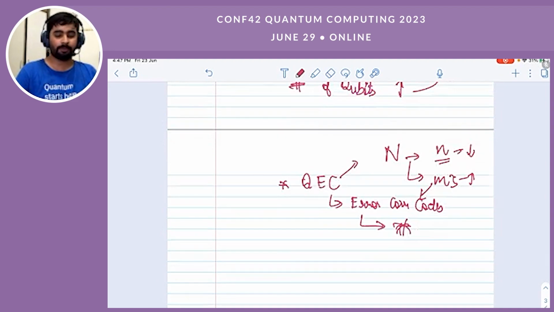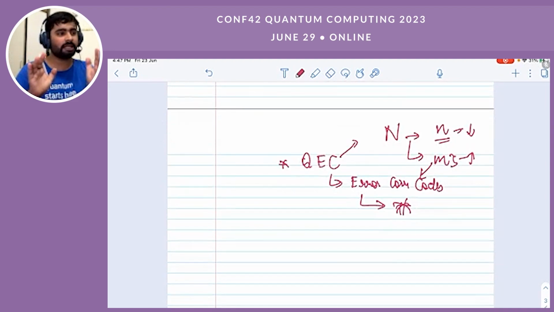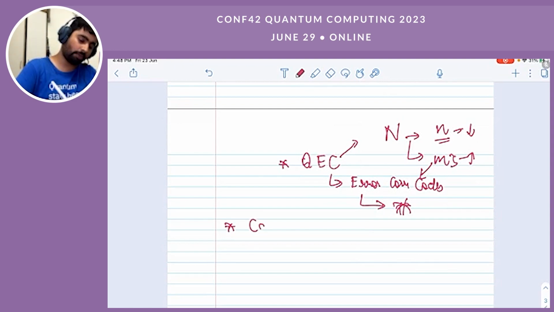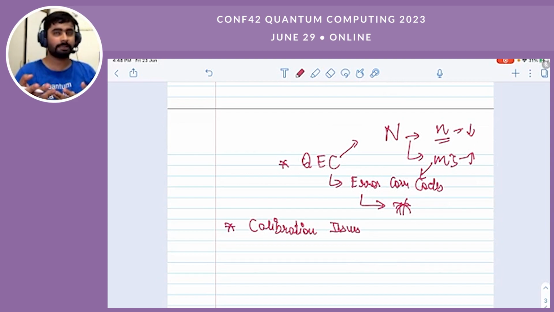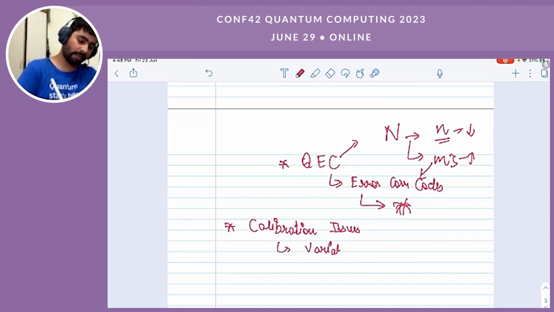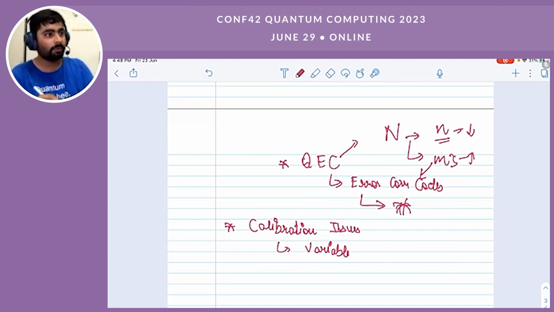And these were the major ones which have physical implications. But there are other smaller aspects as well, like calibration issues. How do you calibrate these qubits? That becomes an issue. And then you're also talking about variability as a factor. As I stated, in an ideal world all the qubits should behave identically, right?